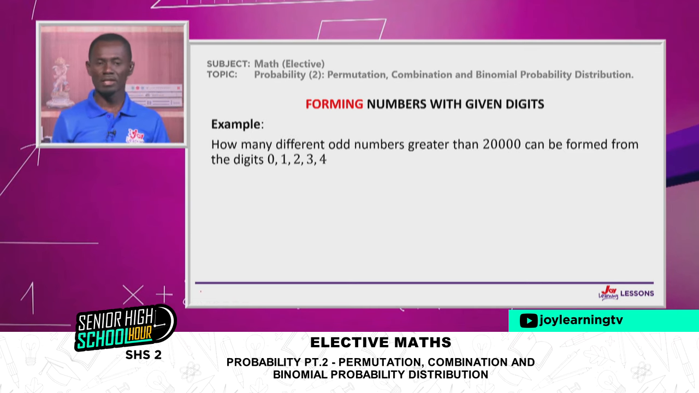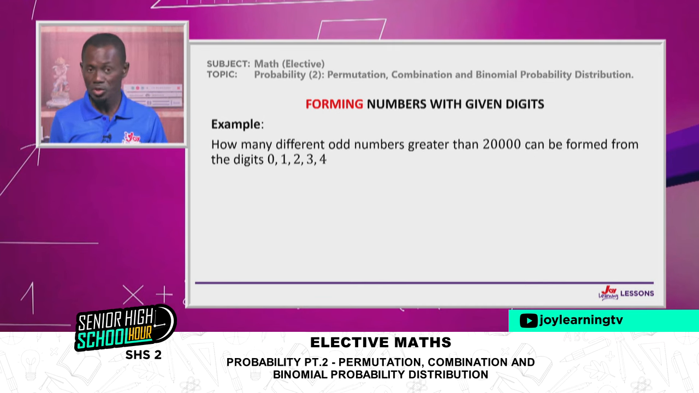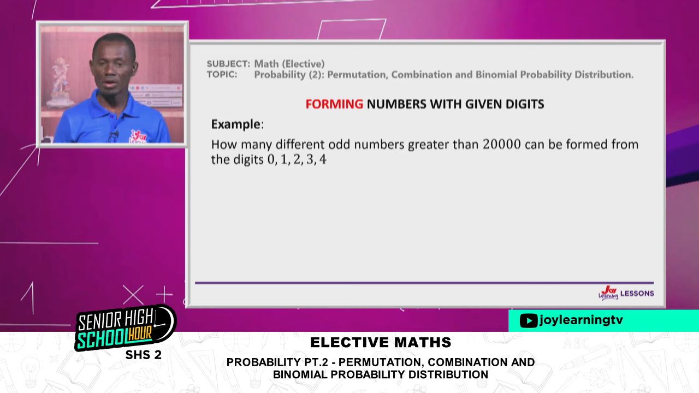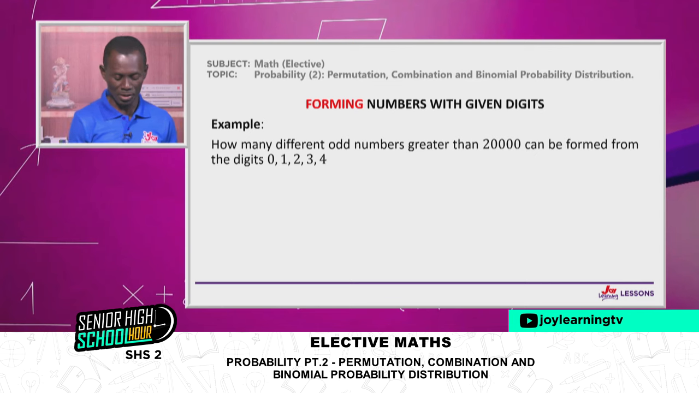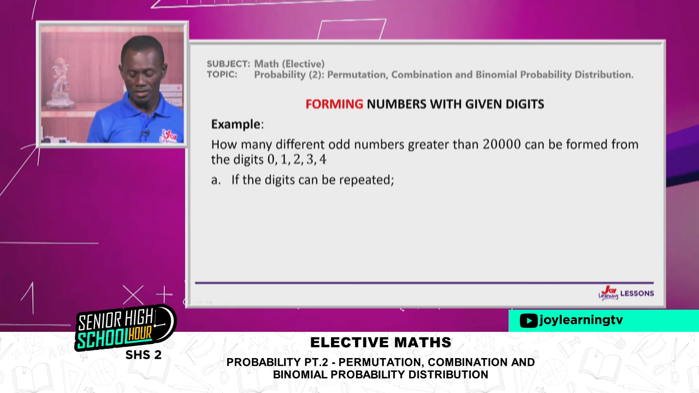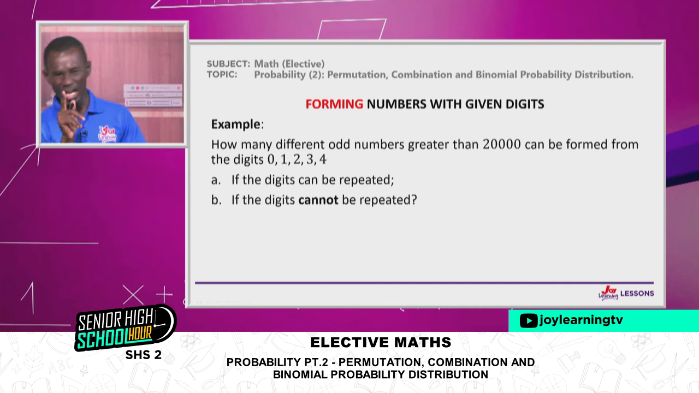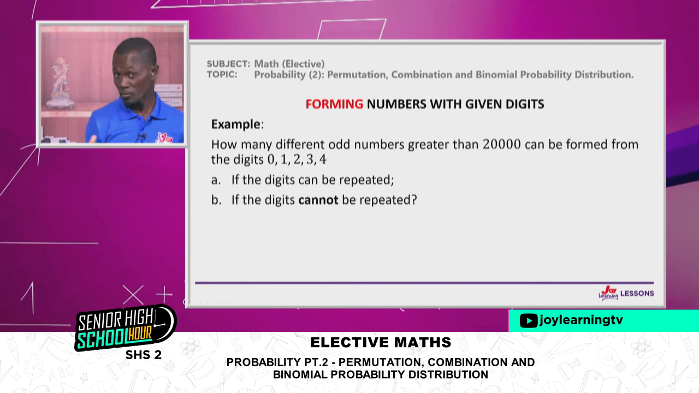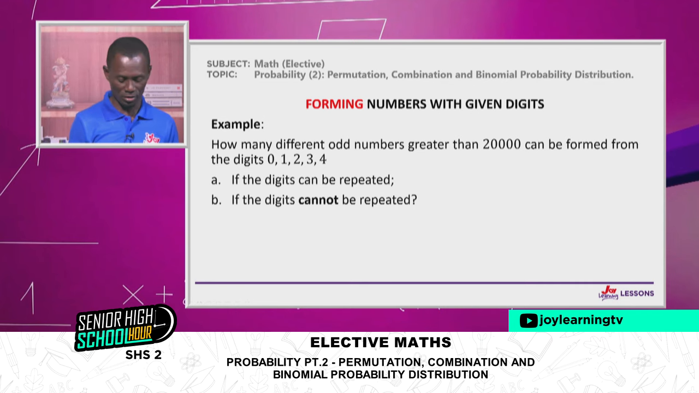So, this is another one. We're supposed to form different odd numbers greater than 20,000 from the digits 0, 1, 2, 3, 4. Same pattern. If the digits can be repeated, if the digits cannot be repeated. I'll deal with the first one. I'll leave you to resolve the second one from the illustration I gave you. I'll give you a hint though, so that you can try it, okay?